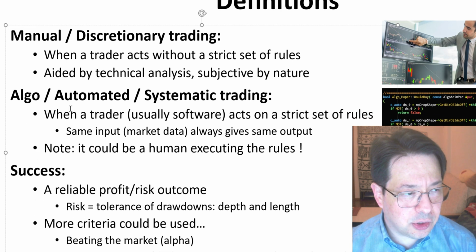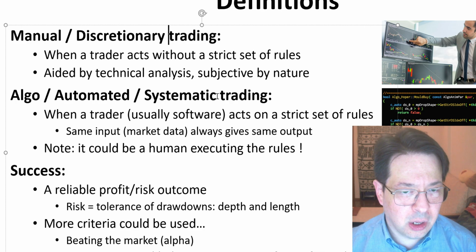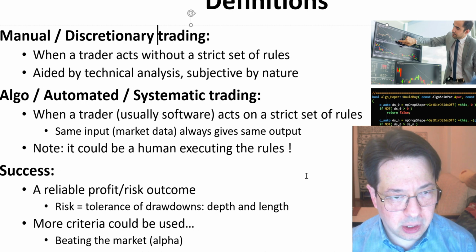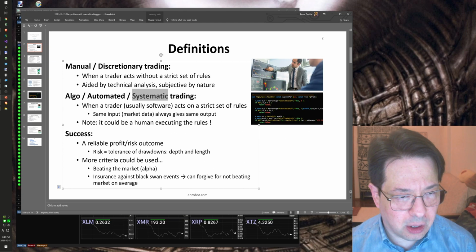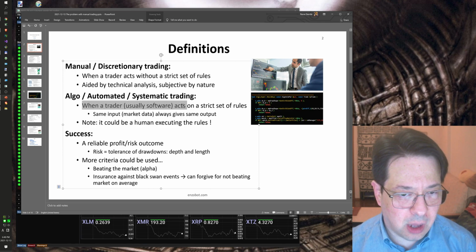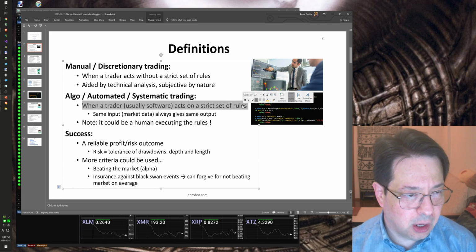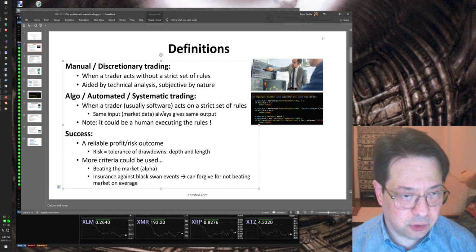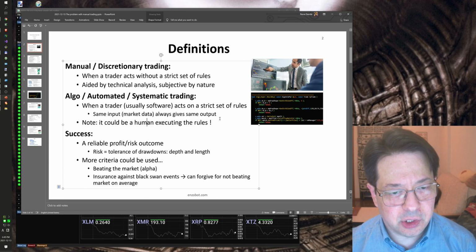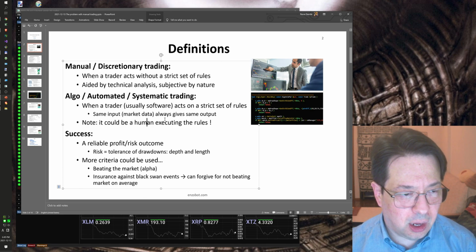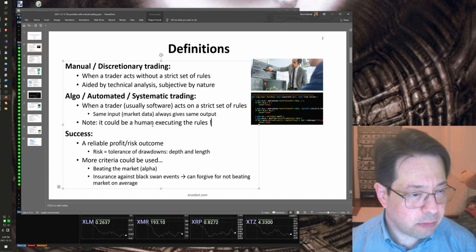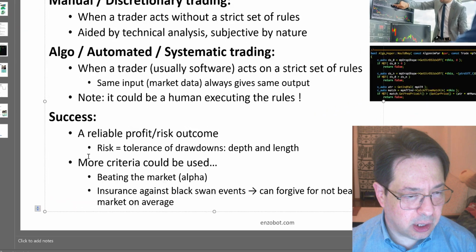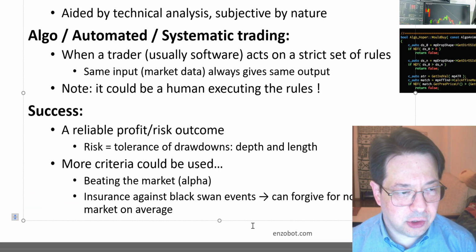And then there's algorithmic trading, or it could be said automated trading or systematic trading, which, again, I prefer; this definition is more accurate, I think. It's when a trader, usually through software, acts following a strict set of rules, meaning that the same input, which should be market data, will always give the same output given those rules. And as I said, it could be a human executing these rules as long as there is no flexibility in them.